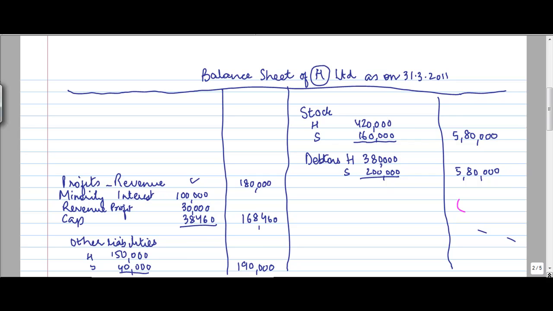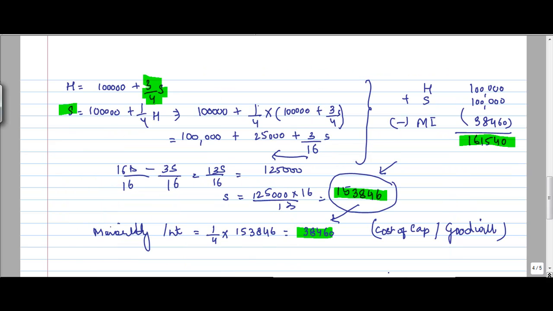So profits revenue is done. Okay, profits capital. Okay, let me just write goodwill here, 24,615. That's the amount of goodwill that I have.